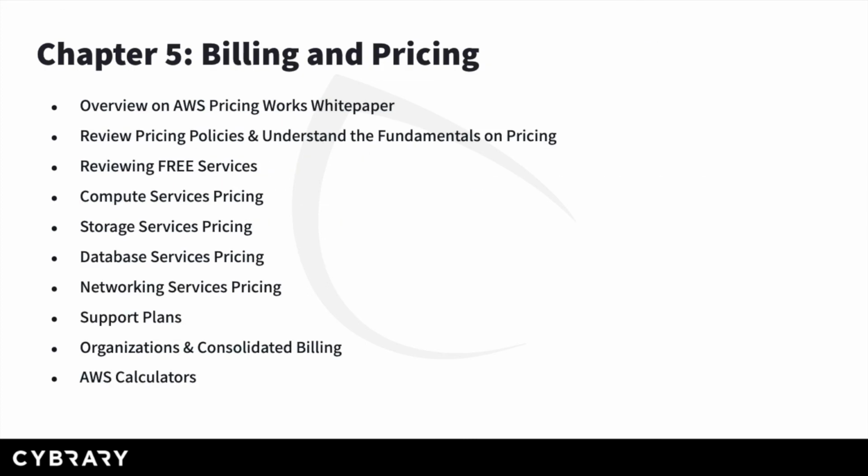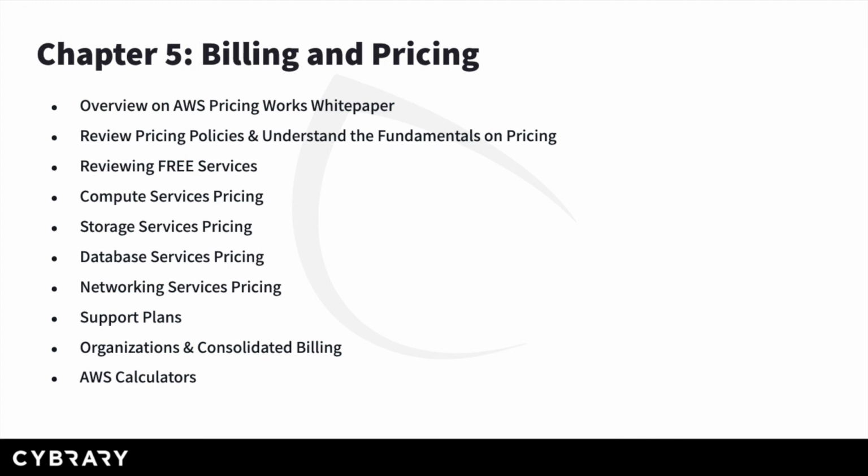In Chapter 5, we're going to be discussing billing and pricing. Now, this topic is going to cover a decent portion of your exam. Basically, AWS wants you to understand how the pricing model works and just have a good, decent idea of how you can better improve your architecture without breaking your bank account. So we're going to be talking about an overview of the AWS pricing. There's actually a white paper for that. And then we're going to review the pricing policies. You're going to understand the fundamentals of pricing.